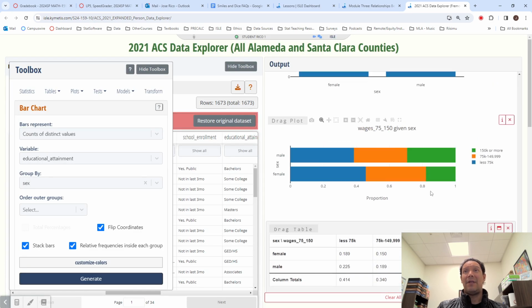But they're not making more money than men. They're making less money than men. There's fewer making 150,000, and there's much more making less than 75K.